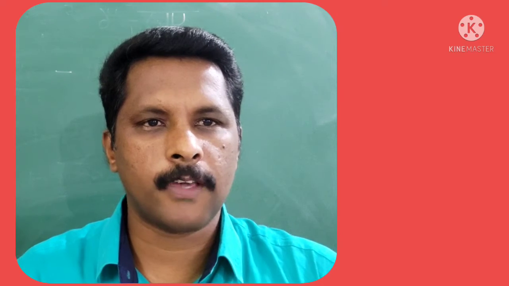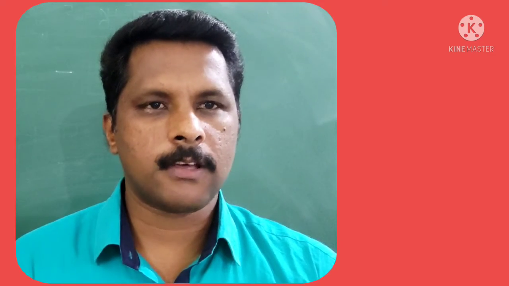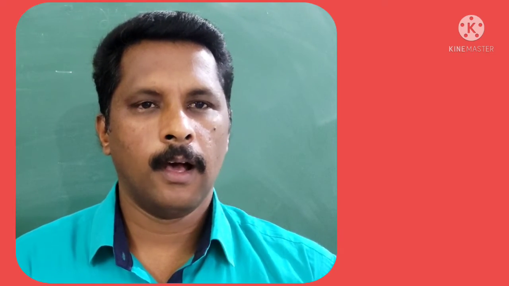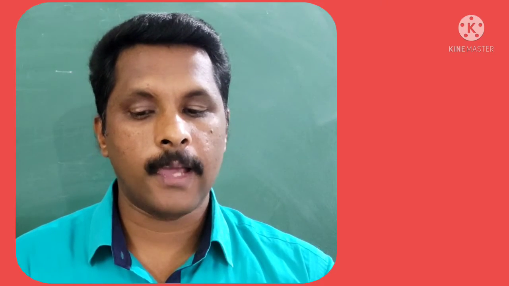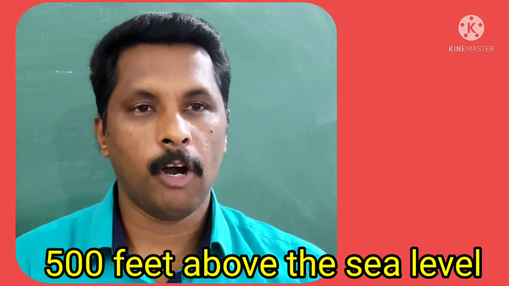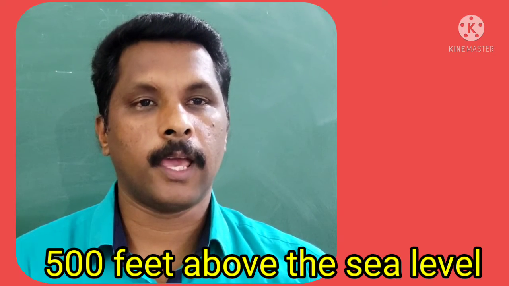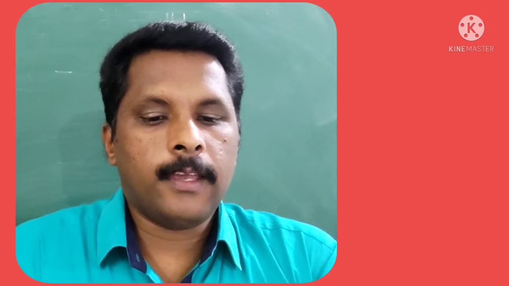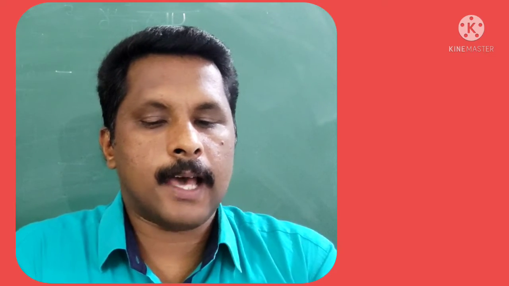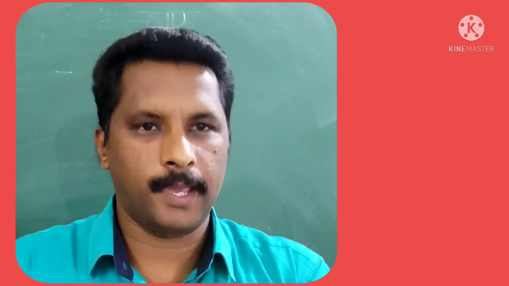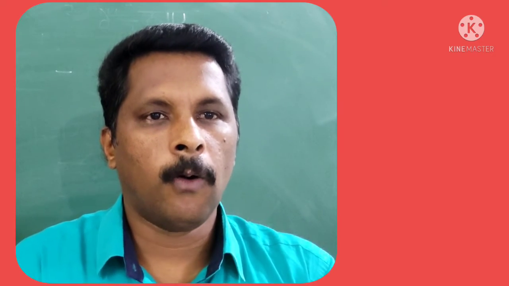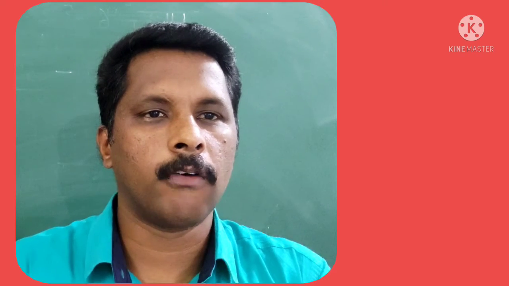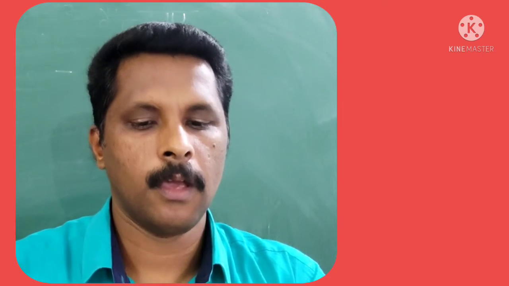What is the shape of the surface of the plains? The surface of the plains is level. And how high is it? Its height is not much, but almost 500 meters above sea level. The interiors of most of the continents are occupied by the plains. Almost all the continents' interior parts are made out of plains.